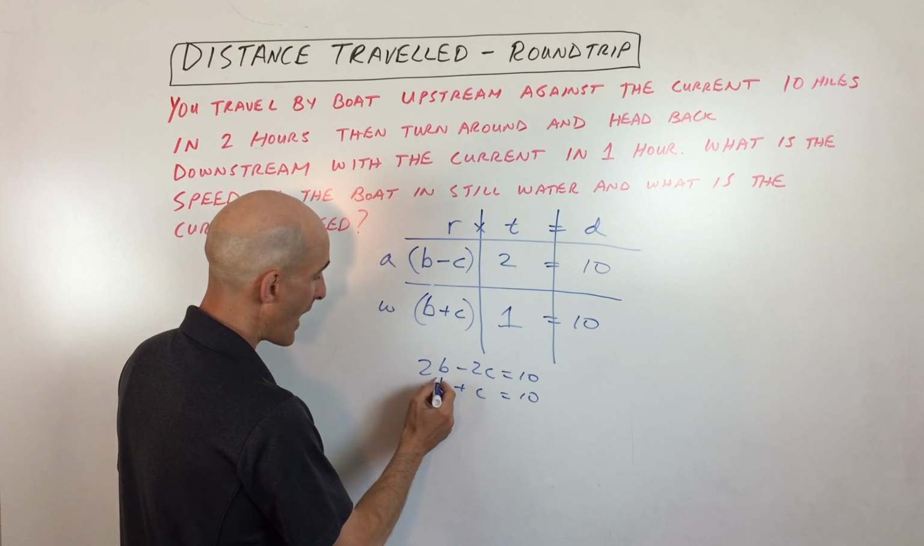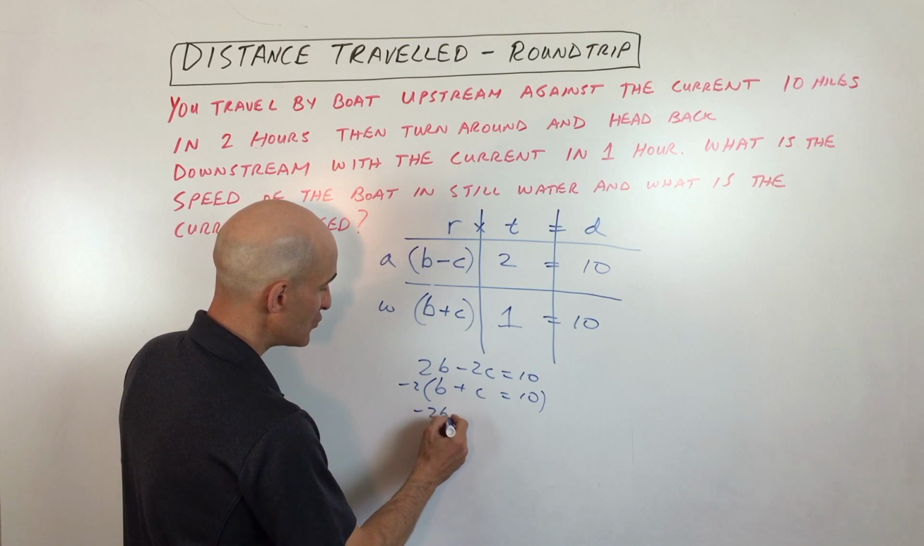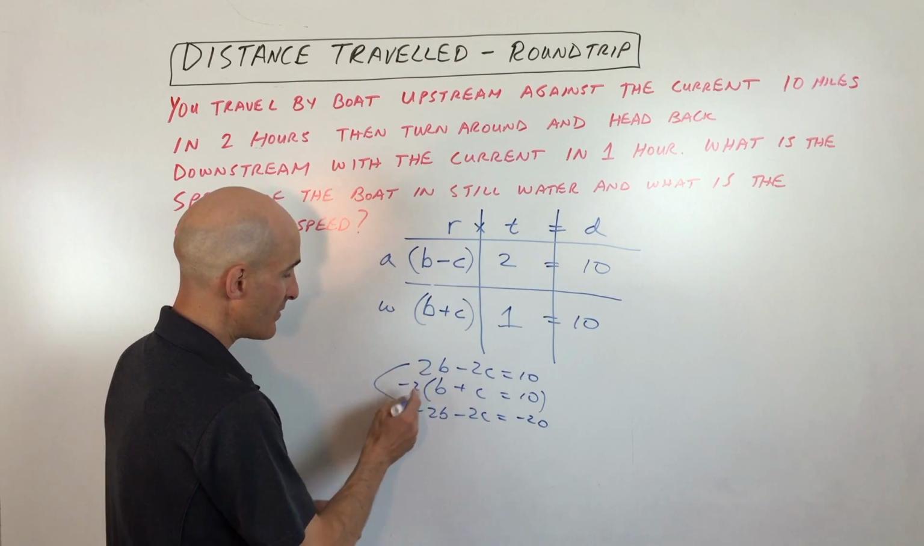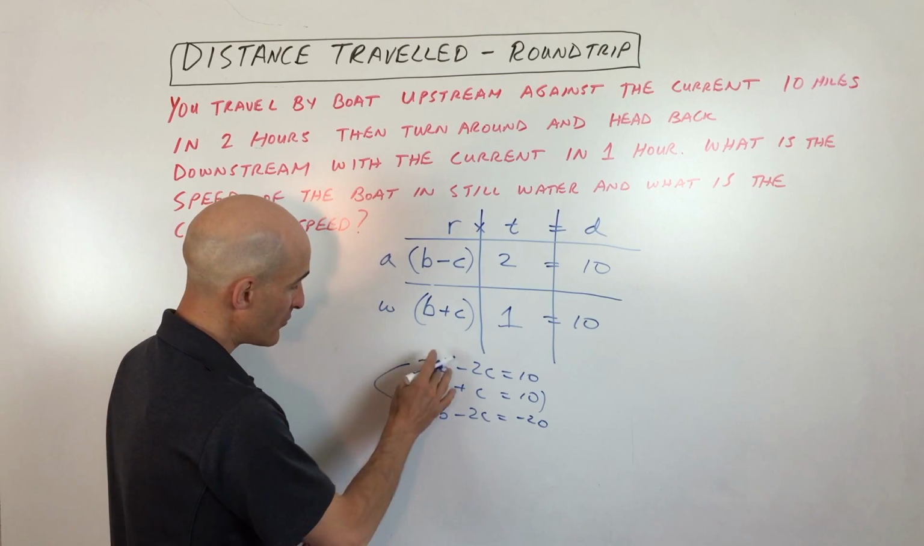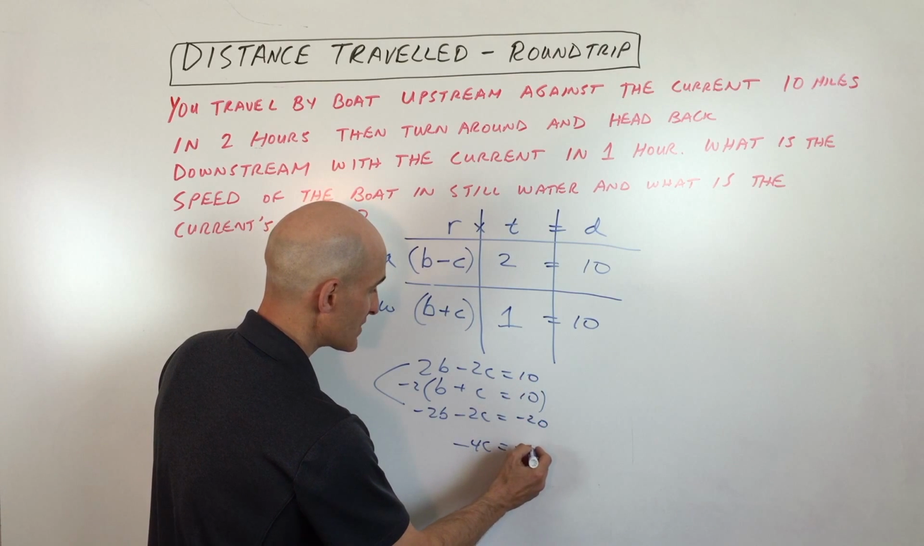I'm going to multiply the bottom equation by negative 2. So that gives you negative 2B minus 2C equals negative 20. So I'm going to add these two equations together. The B's are going to cancel. We get negative 4C equals negative 10.